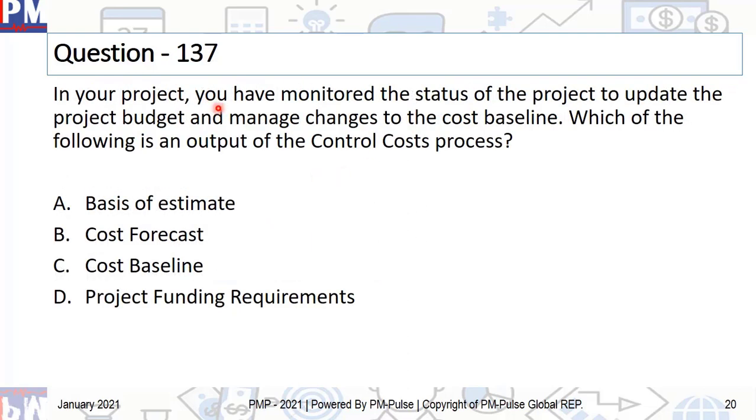All right, let's move on to question number 137. In your project, you have monitored the status of the project to update the project budget and manage changes to the cost baseline. Which of the following is an output of the control cost process? A. Basis of estimate. B. Cost forecast. C. Cost baseline. And D. Project funding requirements.